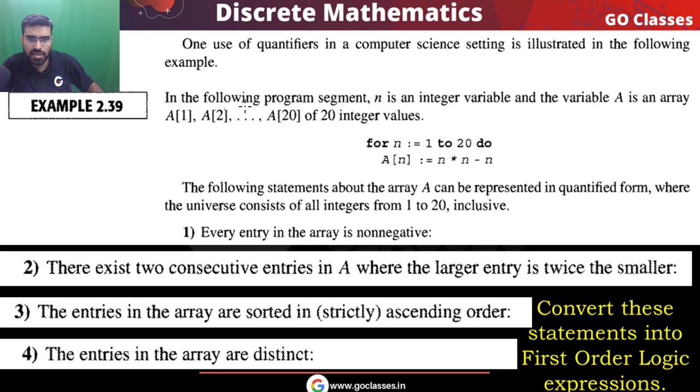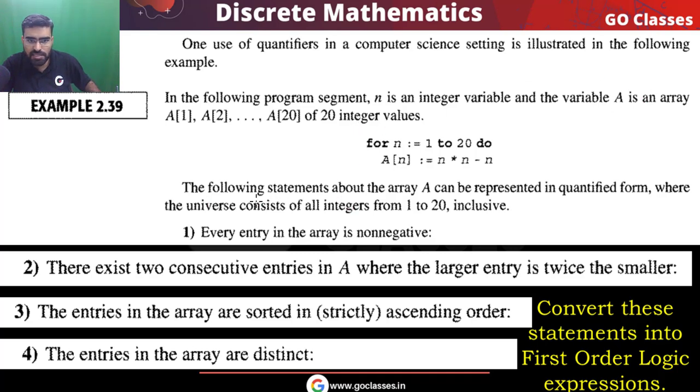The question is saying, in the following program segment, a program segment is given to you. N is an integer variable, and this variable A is an array. This is an array of size 20, of 20 integer values, and you can see the index is starting from 1 to 20. So the index is not starting from 0, the index is starting from 1 to 20. A1 to A20, these are the values in this array.